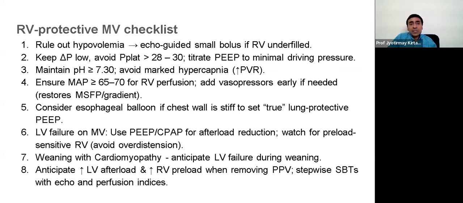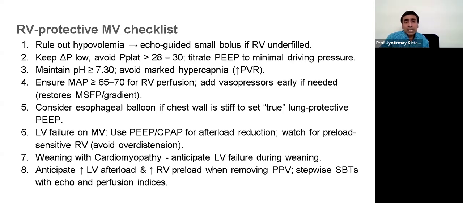So there is a checklist which I follow. It's not a very standardized thing. So we should have our own checklist when we put a patient on mechanical ventilation as an RV protective strategy. So we rule out hypovolemia. Don't just rush to intubate and ventilate a patient. You will kill the patient. You will have a cardiac arrest. So you always first correct hypovolemia, put the patient on a little bit of a pressor if you need to. Keep the driving pressure low.